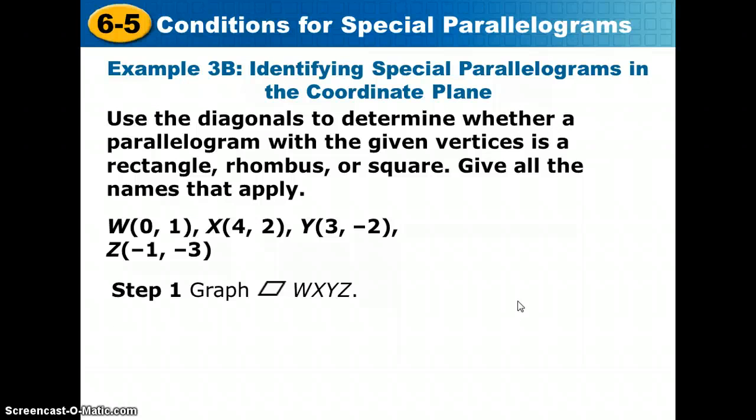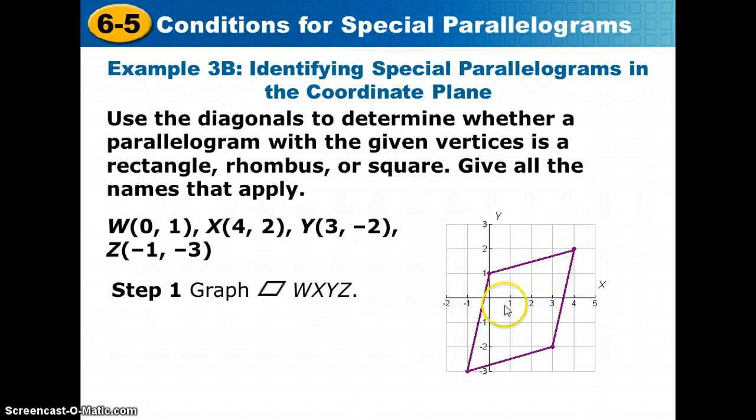Alright, why don't you take a moment to try example 3b. These are the steps you're going to follow. You're going to graph the figure first. It should look something like this. And then after you've graphed it, you want to check and see if it's a rectangle, a rhombus, and then if it's both, you can say it's a square. Here are the things you should check for. To show that it's a rectangle, we're going to show that the diagonals are congruent. If they're not congruent, then it's not a rectangle. To show it's a rhombus, you're going to see if the diagonals are perpendicular using their slopes. If they're not, then it's not a rhombus.